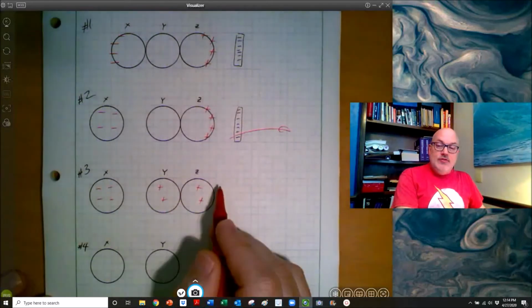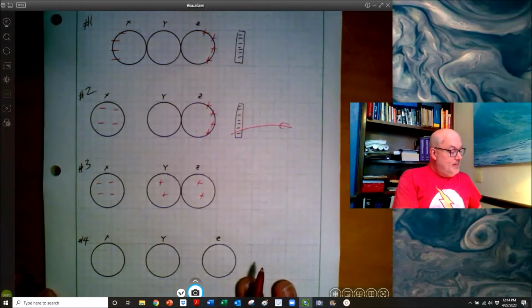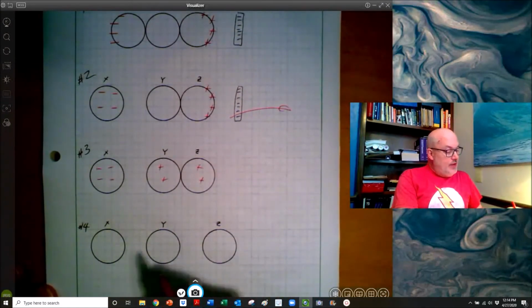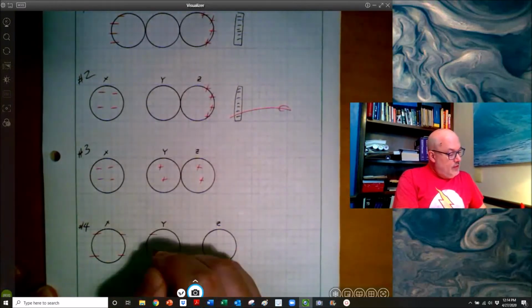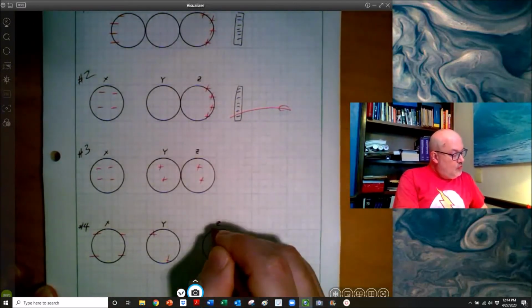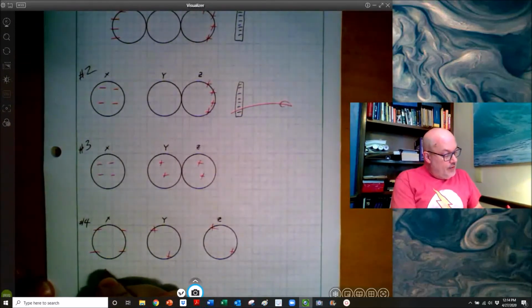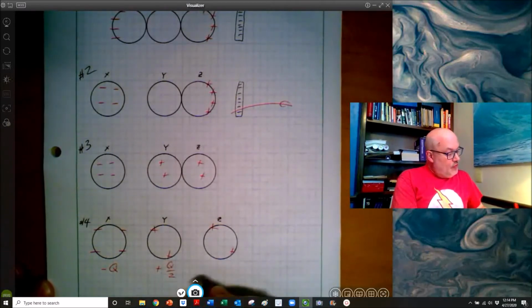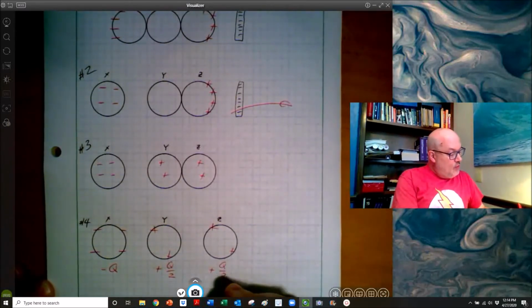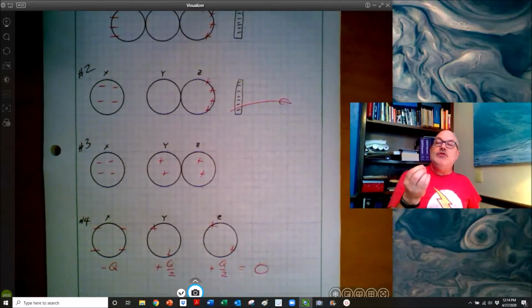And technically they should be on the outside surface. I'm just drawing them in the middle so we can see them. And then if we separate these, we'll end up with 1, 2, 3, 4, 1, 2, 1, 2. So if I call this negative q, this would be positive q over 2 and positive q over 2, so that if I add it up, the net charge is still the original 0.